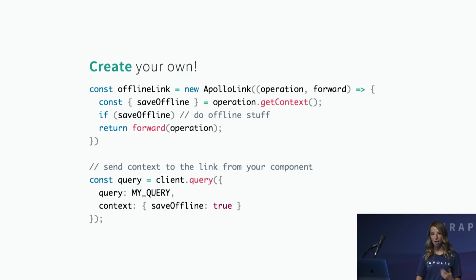I also want to point out that all links share the same context. You can also set context from within one of your components. So it's a really great communication strategy from components to your network stack, and also among links in your network stack, since they all have access to that same context.